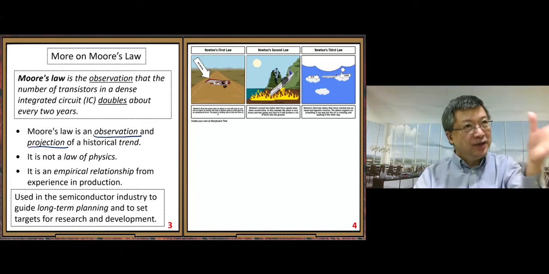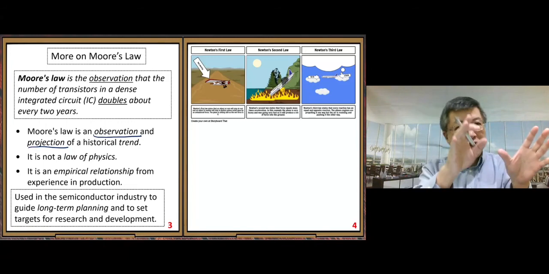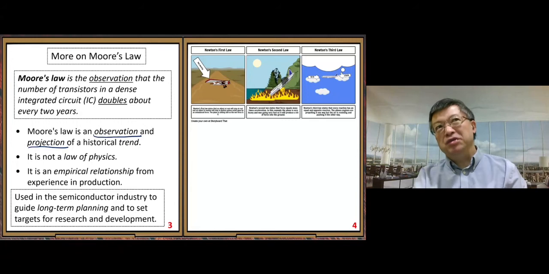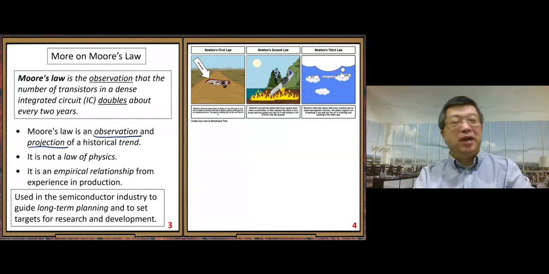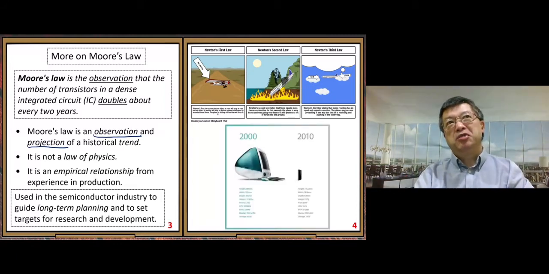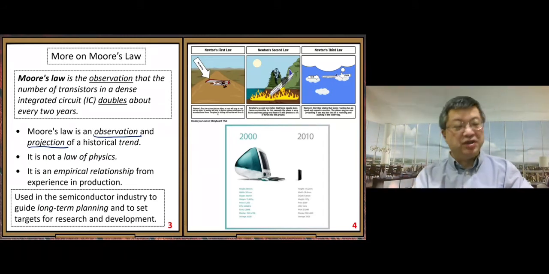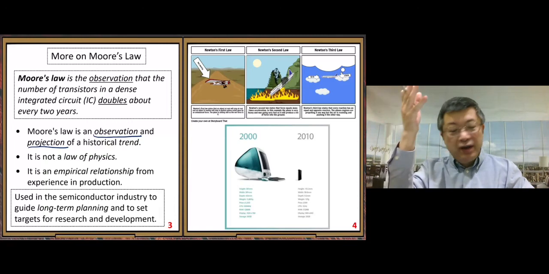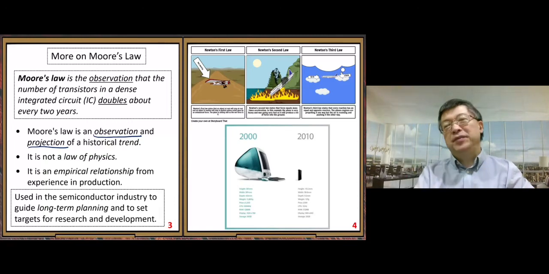When you set targets for research and development, you have to keep this in mind. Here I like to use a simple example to explain the power of Moore's law. Look at these two machines. One is from the year 2000, and another is from 2010, a 10-year difference. Two different machines.